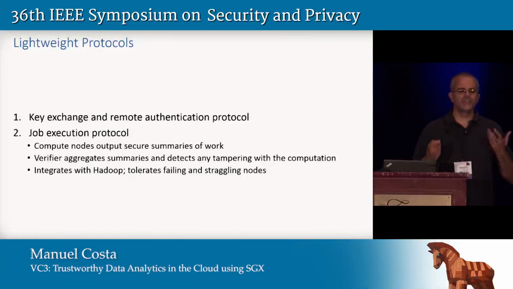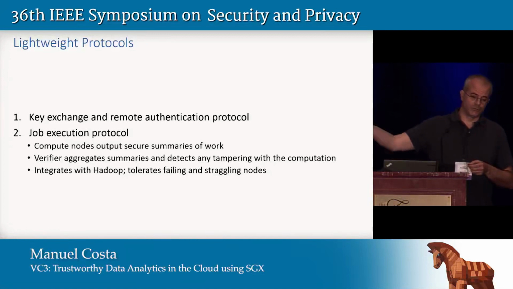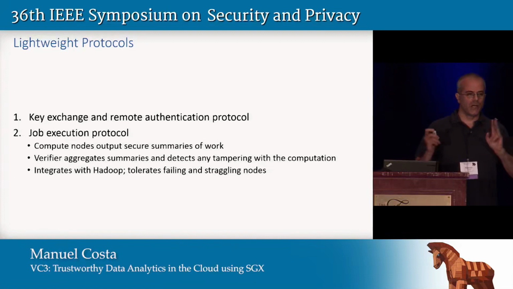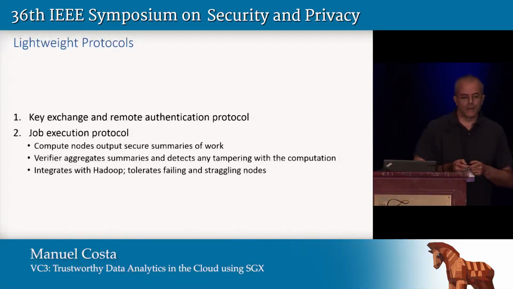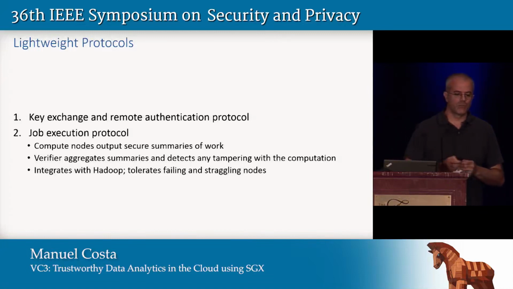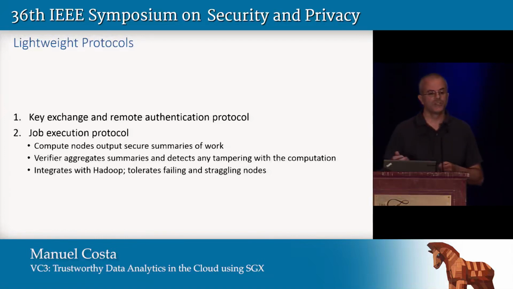We then run a key exchange and remote attestation protocol to share secret keys with the code. I'll refer you to the paper for details on that. And once the key exchange protocol completes, the code is ready to run, and we can run the data analytics job. So our job execution protocol is going to do the normal sort of data processing that you'd expect from a map-reduce job, but it's going to do a few additional things.